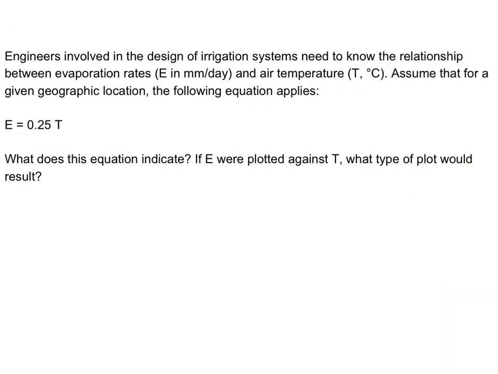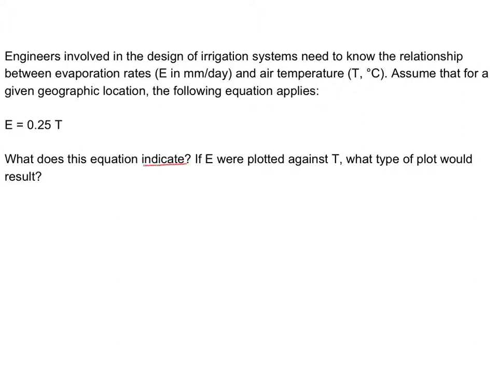So the engineers involved in the design of irrigation systems need to know the relationship between evaporation rate, which we're going to call E in millimeters per day, and the air temperature T in degrees Celsius. Assume that for a given geographic location, the following equation applies. E is equal to 0.25 T. So what does this equation indicate? And if E were plotted against T, what type of plot would result?